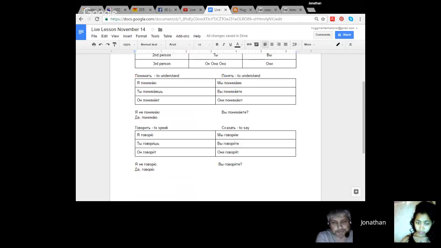I cannot explain. The difference between я буду говорить and, as opposed to what? Я скажу. Okay. Almost the same. At least now, it looks like almost the same.